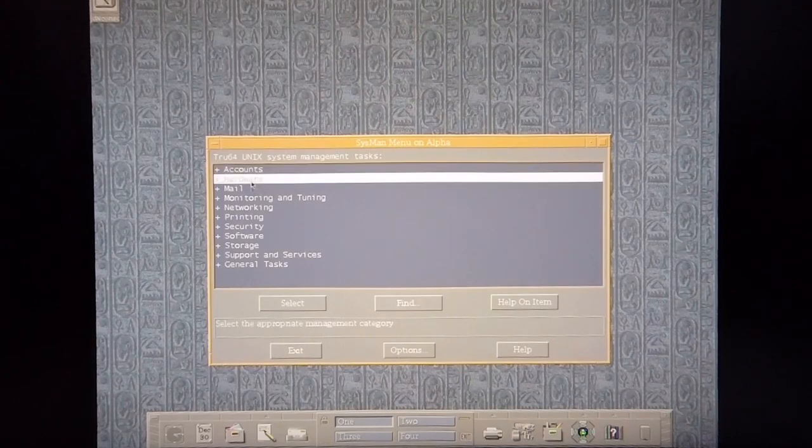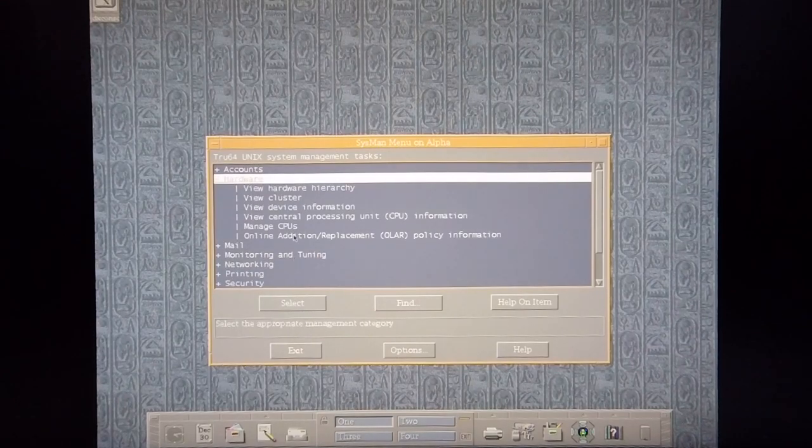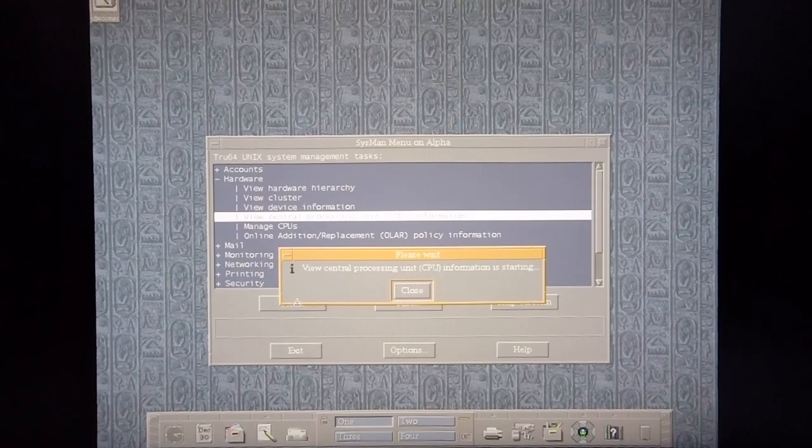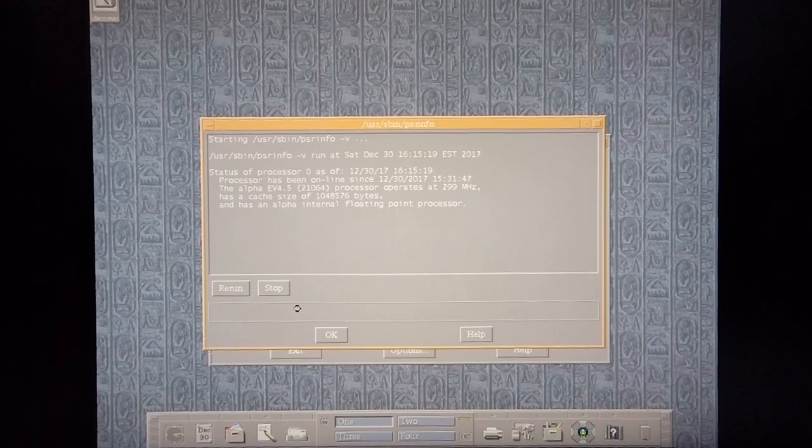Okay, I'm going to go to hardware, central processing unit information. And as you can see here, the Alpha EV4.5 21064 processor operates at 299 megahertz. And it also has an Alpha internal floating point processor.